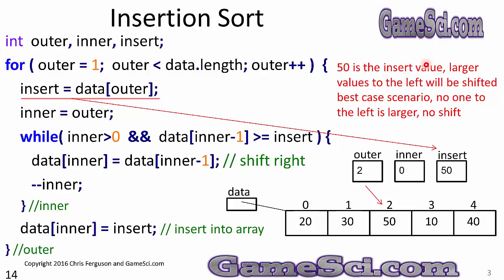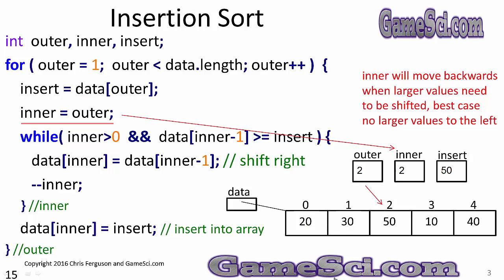50 is the insert value. The larger values to the left will be shifted. This is our best case scenario. No one to the left is larger than, I don't think we're going to have to shift. Notice how this 50 is larger than everybody to the left. That is a good thing for insertion sort.